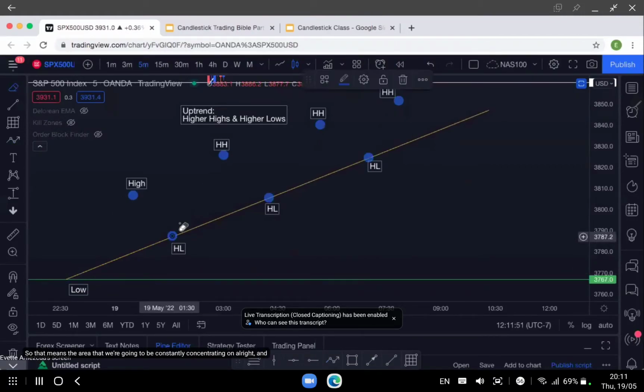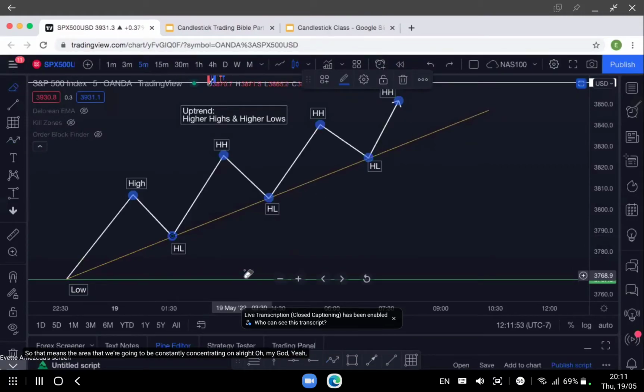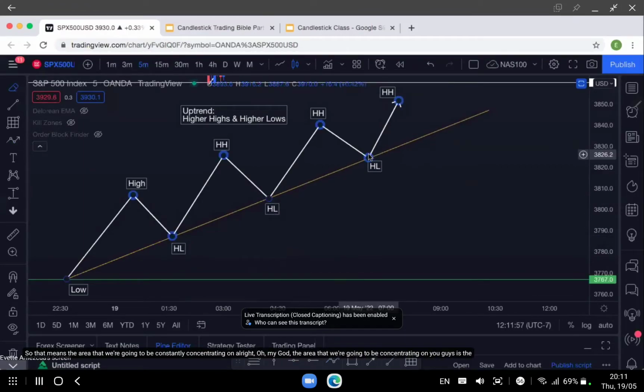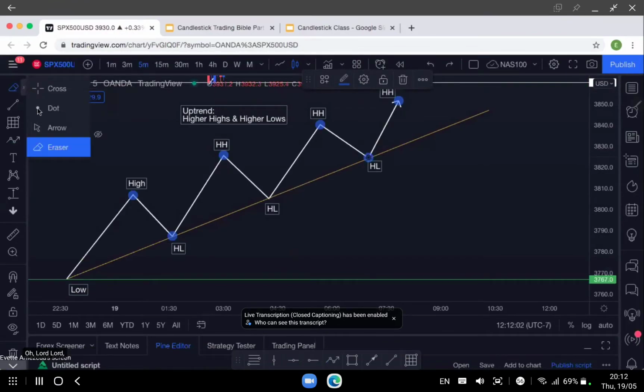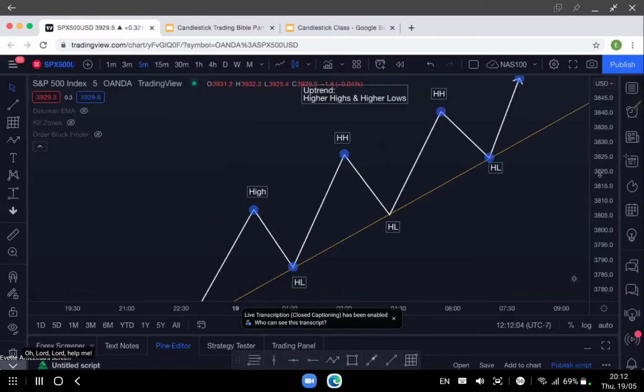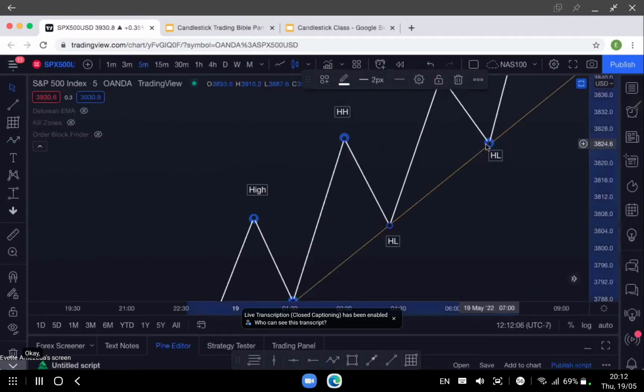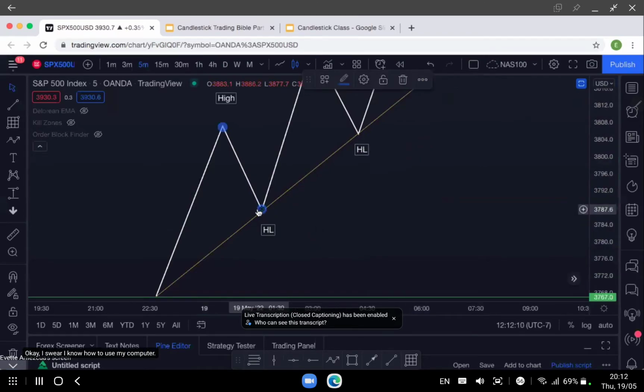Oh my God, it's killing me. The area that we're going to be concentrating on, you guys, is these lows. Oh, Lord help me. I swear I know how to use my computer, okay? All right.